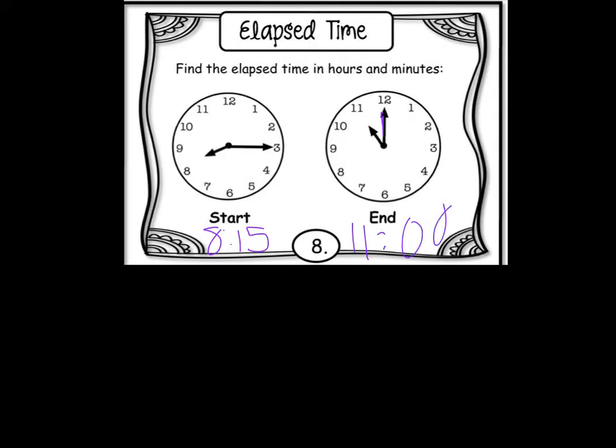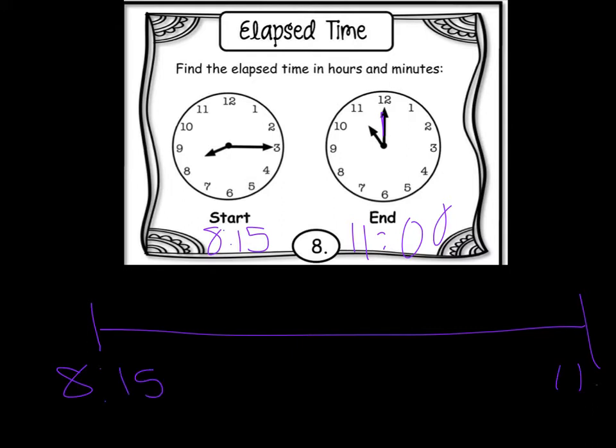Now I need to figure out how much time has passed, so I'm going to draw a number line just to help me out. And then I'm going to put 8:15 here, and I'm going to put 11 o'clock on this other side over here. Now I need to figure out the amount of time that happened in between. Well, I'm going to count up by tens just so it'll be a little bit easier. So it's 8:15, 8:25, 8:35, 8:45, 8:55, and then I'm going to go 5 more minutes. So I'm going to put a little 5 up here so I know that that's 5 minutes instead of 10. And now it becomes 9 o'clock.